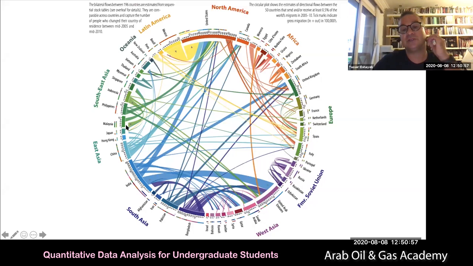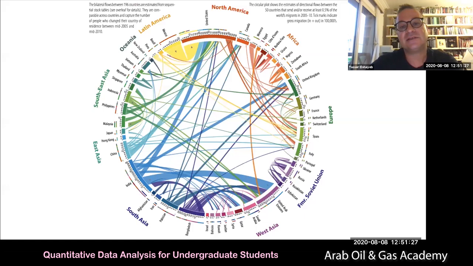Looking at a graph like this, you can imagine the amount of data that is behind it, a huge table of numbers of people going in and going out and so on. And with one complicated graph like this, you are able to see a lot of information. And this is actually the power of data analysis.